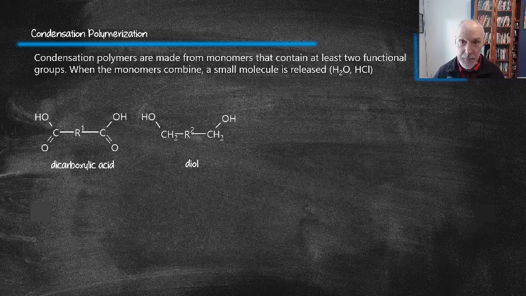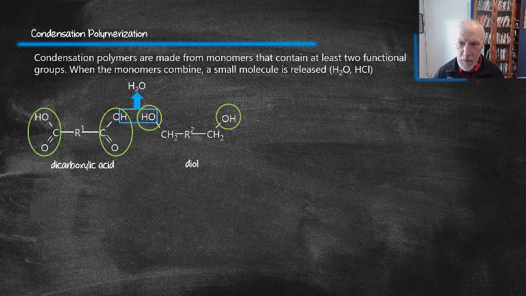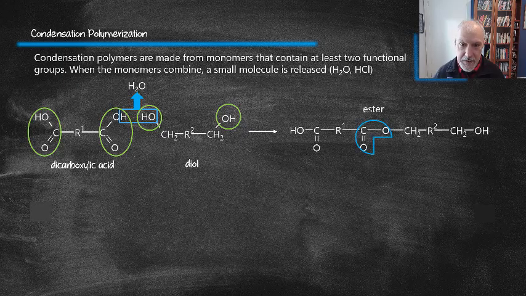Dicarboxylic acid is being mixed with a diol. It meets the criteria of each molecule possessing two functional groups. These molecules are capable of adding together by removing a water molecule from between them. That removal of a water molecule creates what we call an ester, that particular linkage I've shown here.